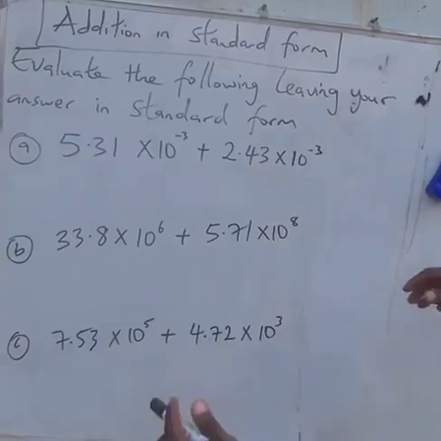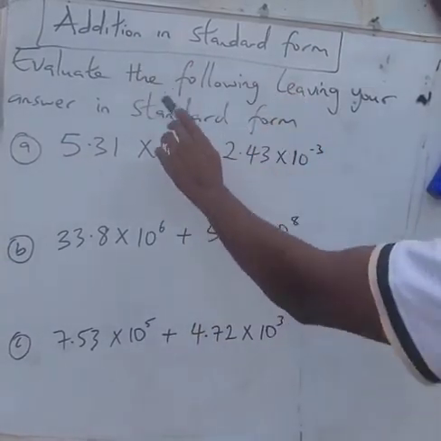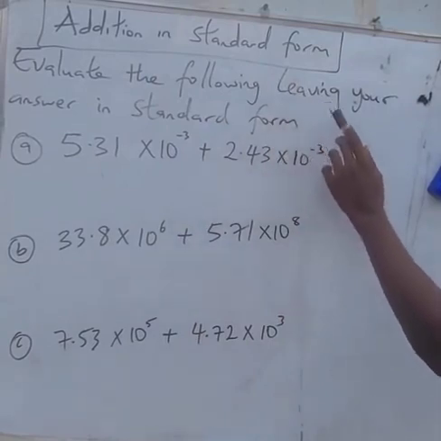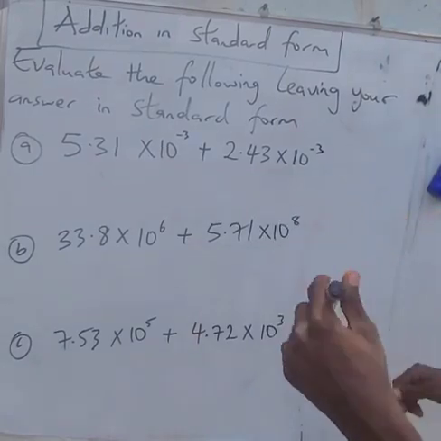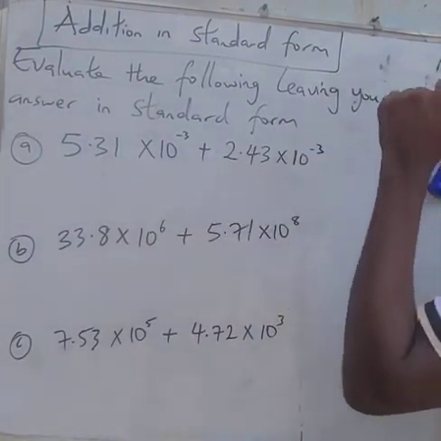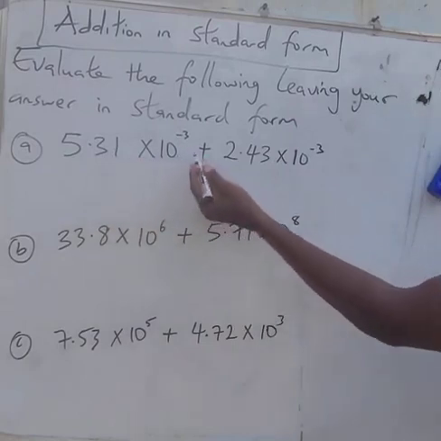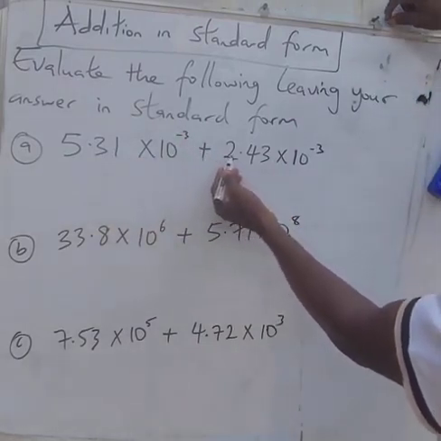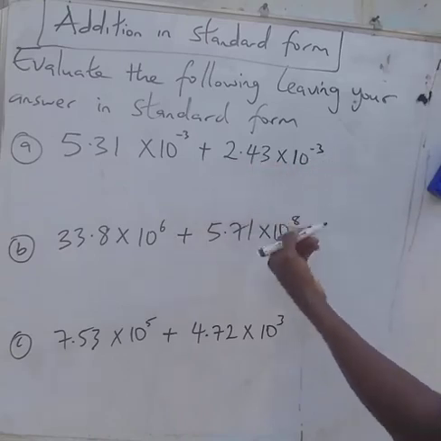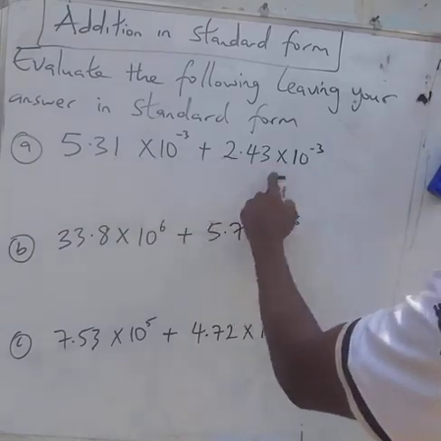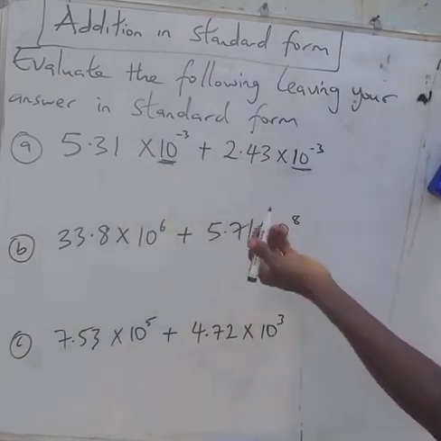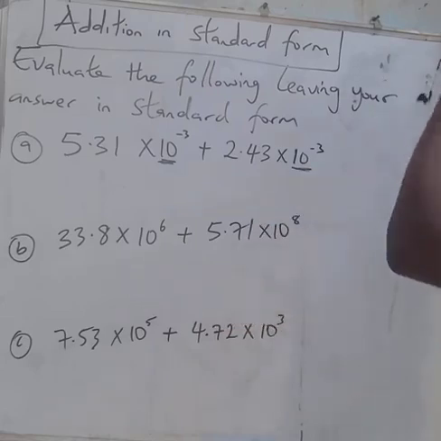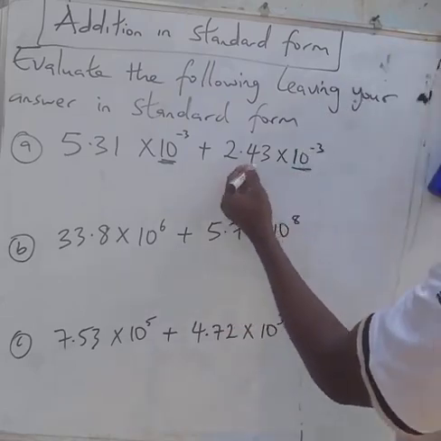So we are asked to add in standard form, to evaluate the following, each of these, and leave our answers in standard form. All right, so look at this. Here you have 5.31 times 10 raised to the power minus 3, plus 2.43 times 10 raised to the power minus 3. Now, before you can add this, you make sure that these and these are the same. All right, so once they are the same, then I can easily add this.